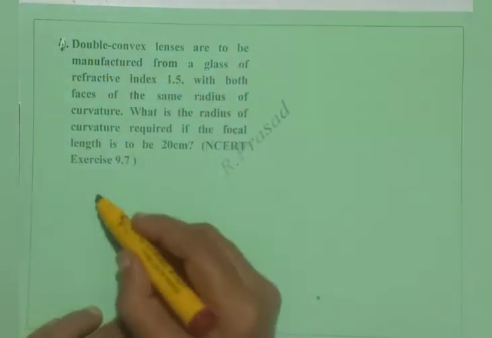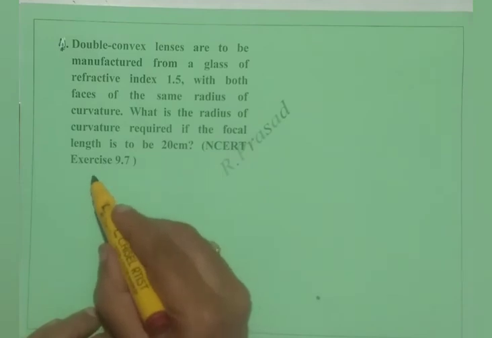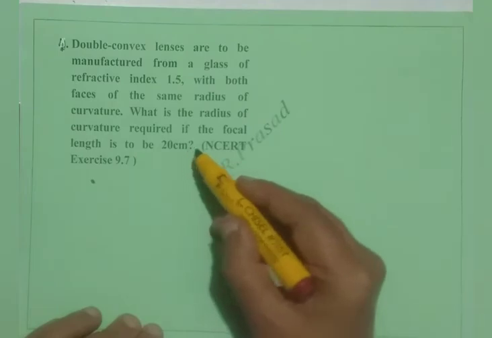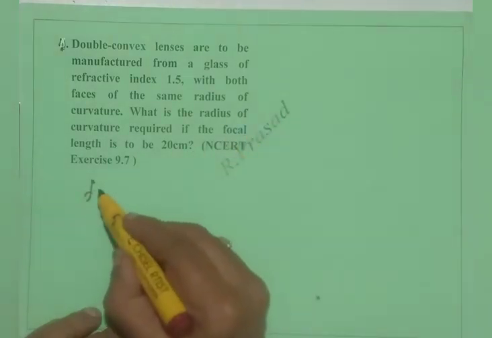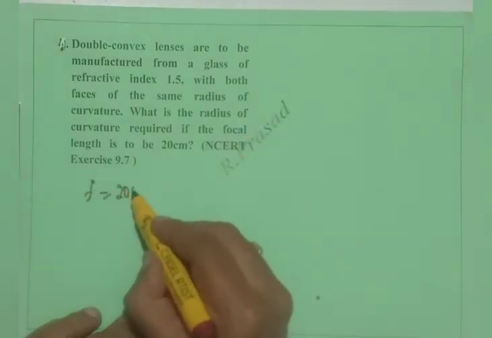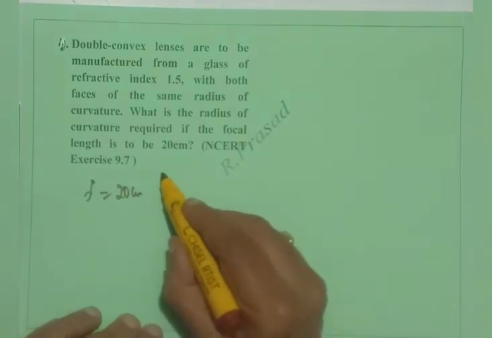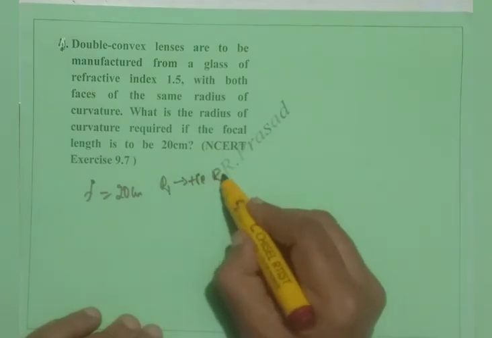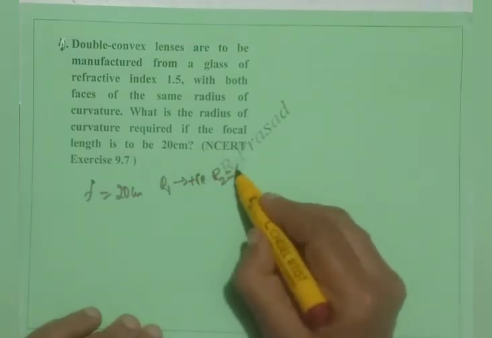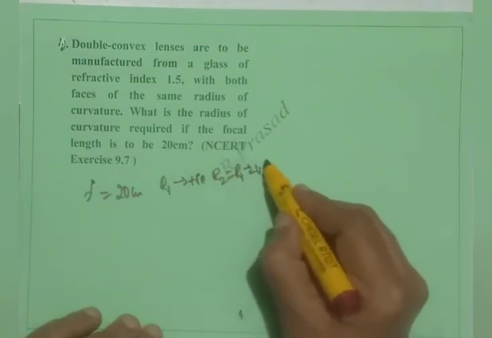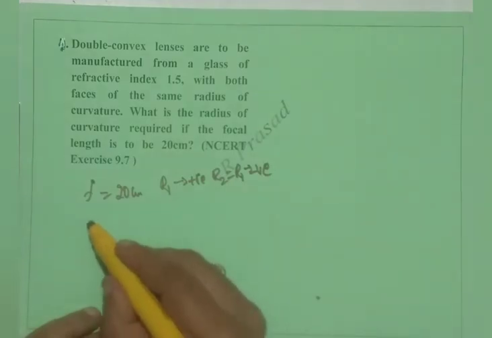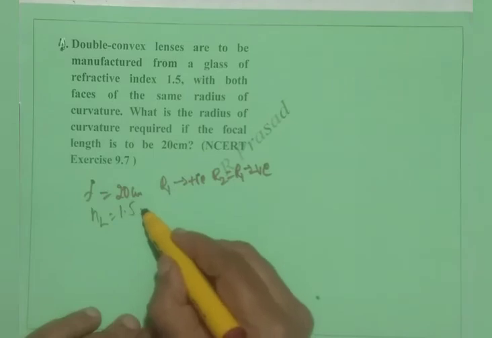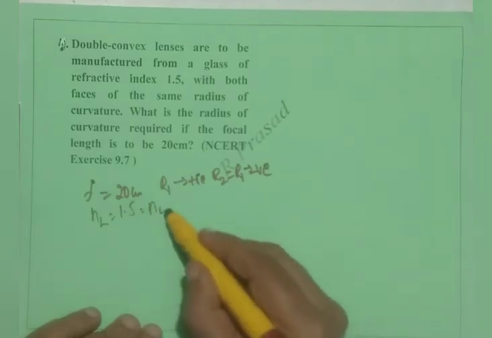We are given a double convex lens. That means we must get a positive focal length, so we write f equals 20 centimeter. Then R1 is positive, R2 is equal to R1 but negative. And NL, the lens medium refractive index, is given to be 1.5, which is also N2 in our formula.